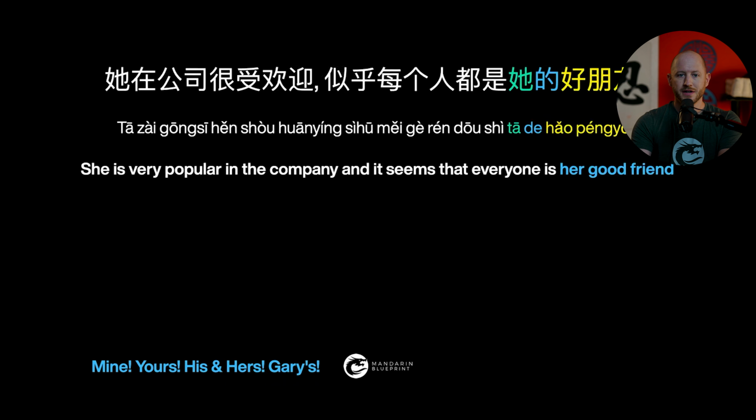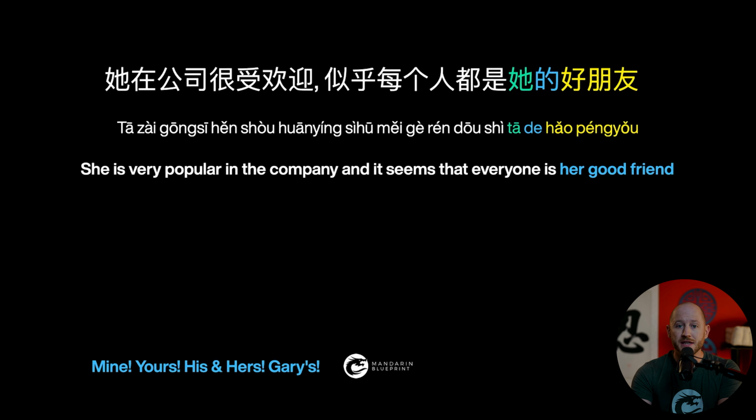How about this one? 他在公司很受欢迎，似乎每个人都是他的好朋友. And this is great because it shows that you could actually add another descriptor before 朋友 and make it 好朋友. And it still is a possessive usage. 他的好朋友. And you'll see in this lesson, there's a lot of ways to add descriptions in, little subtle ways of making things even more descriptive just by adding in a few extra adjectives, and 的 ends up being the glue that holds it all together.